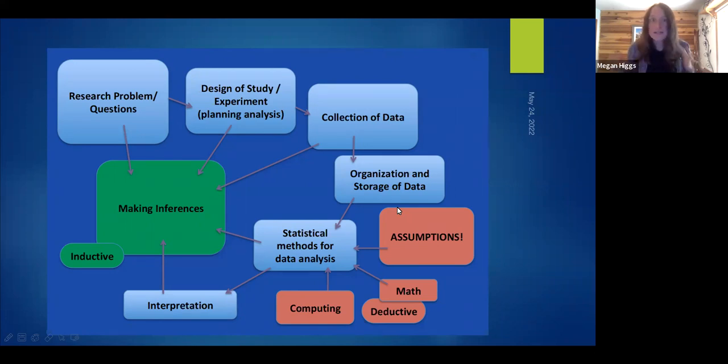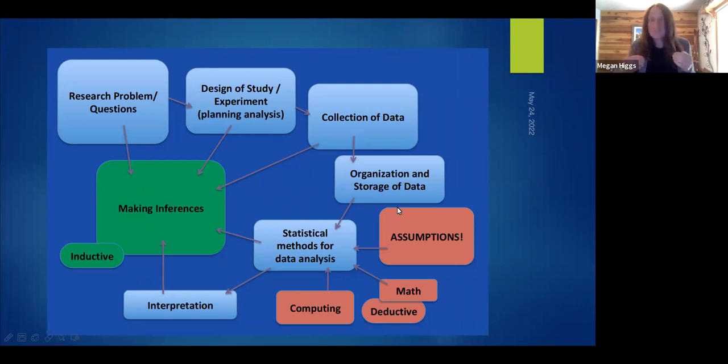So we have research problems and questions, thinking about it, design of study, collection of data. A big piece is this focus: the real goal is to make inferences, right? And all these other pieces are going to help us try to make reasonable inferences at the end. So we have our statistical methods, and we have our assumptions around those, which is a pretty big piece.